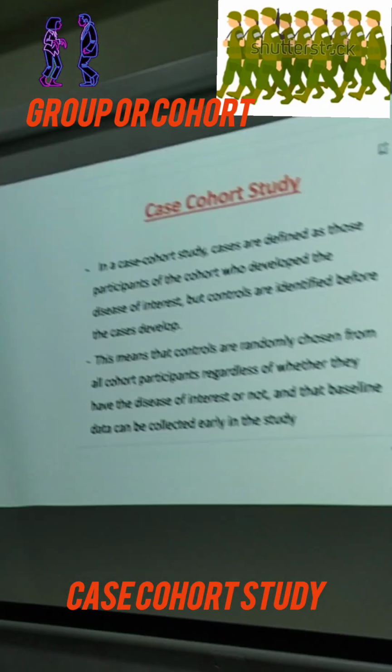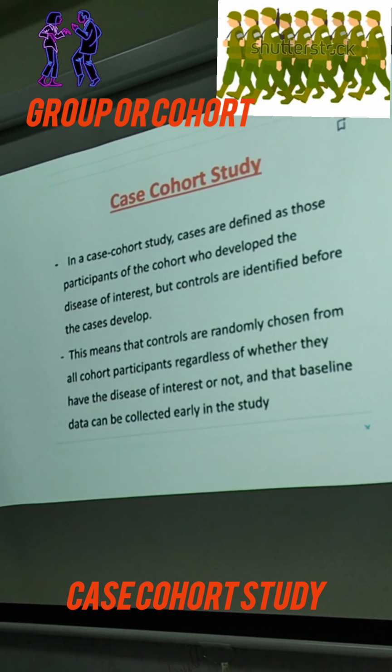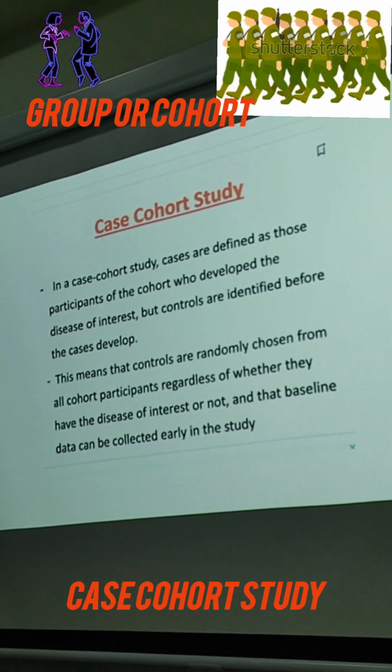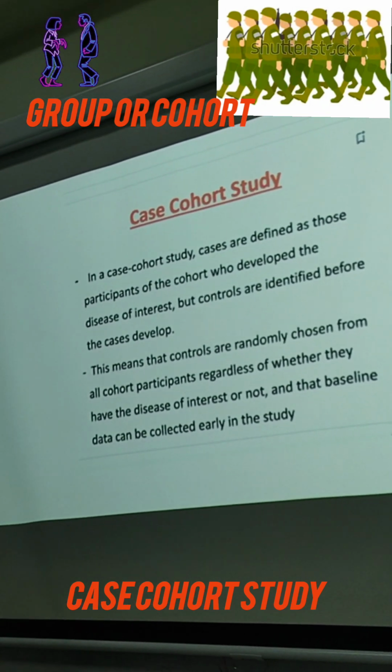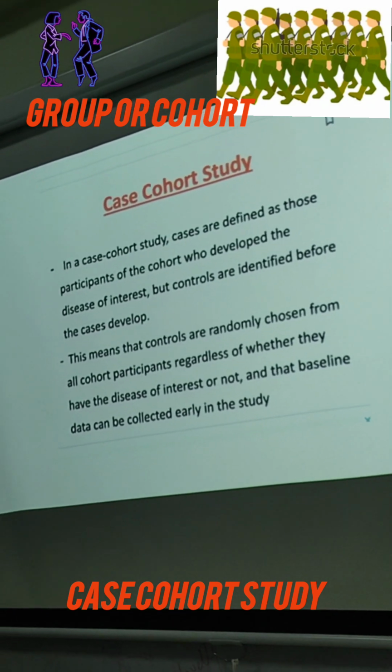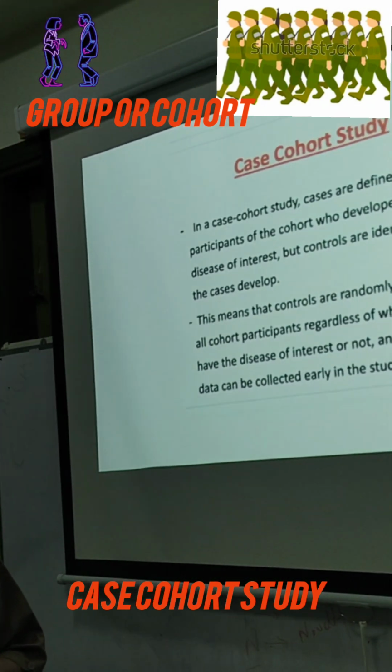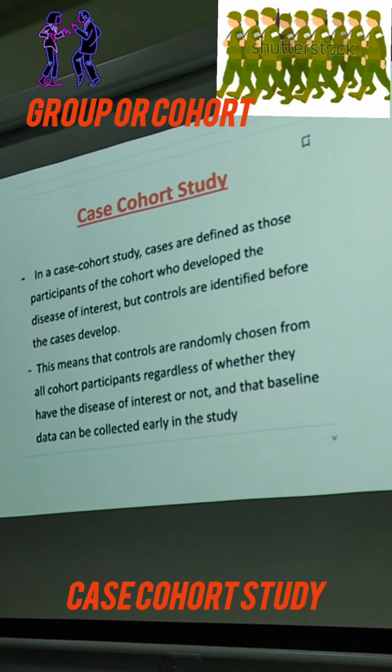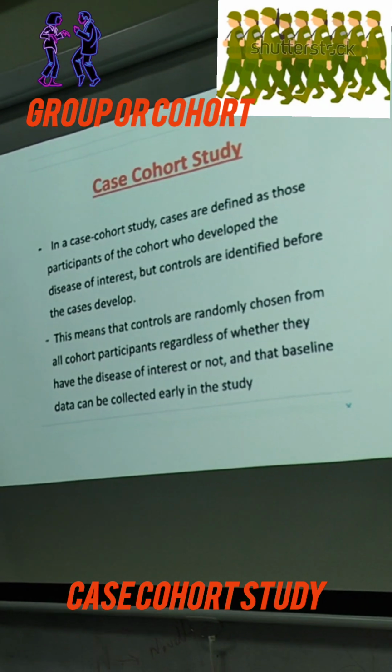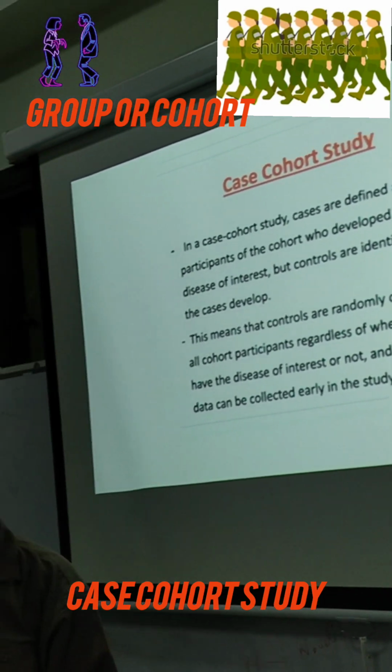This means that controls are randomly chosen from all cohort participants regardless of whether they have the disease of interest or not, and that baseline cannot be collected early in the study.